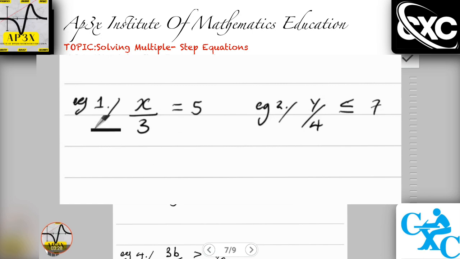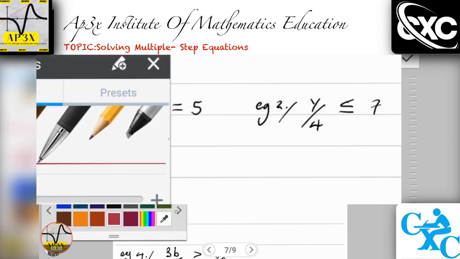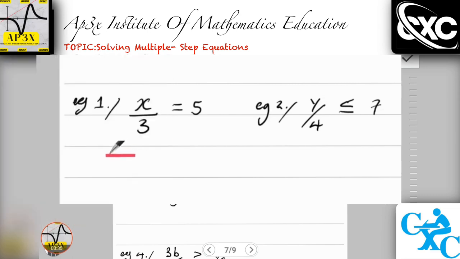So here, this is how I would take on this question. I'm going to be multiplying both sides of the equation by 3. If I multiply the left side of the equation by 3 and I multiply the right side of the equation by 3, then this 3 will cancel this 3. So I'm therefore left with x is equal to 15. All right, and that's a very simple way to work the problem.